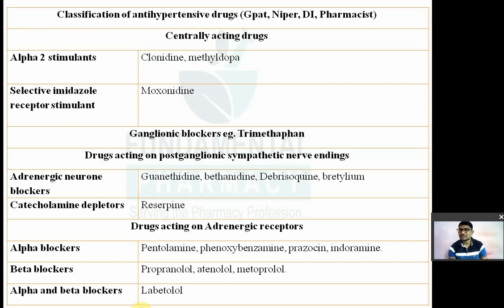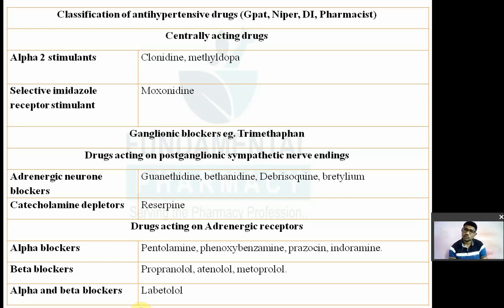Again, why is blood pressure increased? Because of the activation of your renin angiotensin aldosterone system. So you can block that also in different steps. Like first you can block the function of renin. So renin inhibitors can be used. They will prevent the conversion of angiotensinogen to angiotensin.